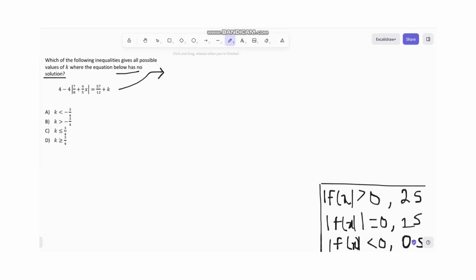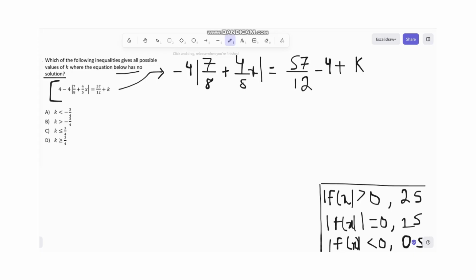So if you look at this equation closely, the term 4 is added on the left hand side. So what if I subtract 4 from both sides? I'll get something like this. Minus 4 mod 7 by 8 plus 4 by 5x equals 57 by 12 minus 4, because we subtracted 4 on both sides. Okay, and then plus k.